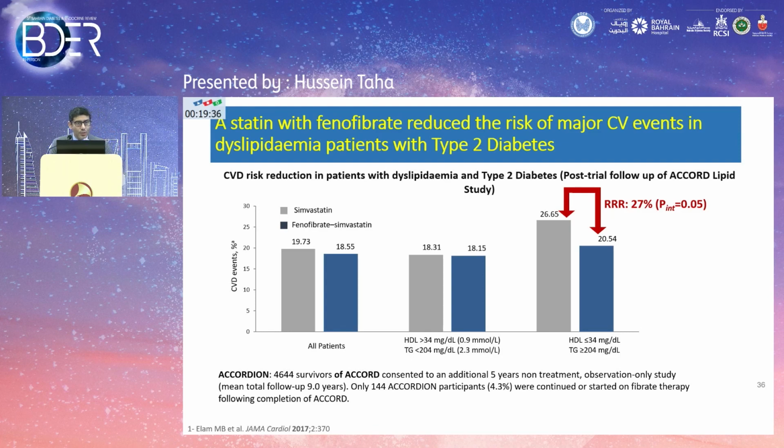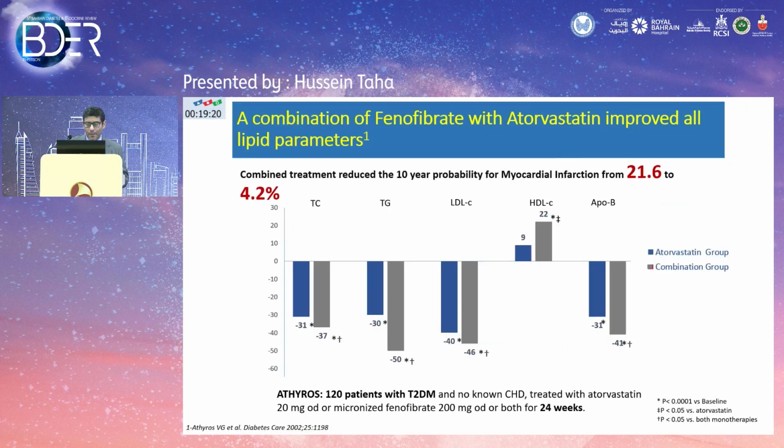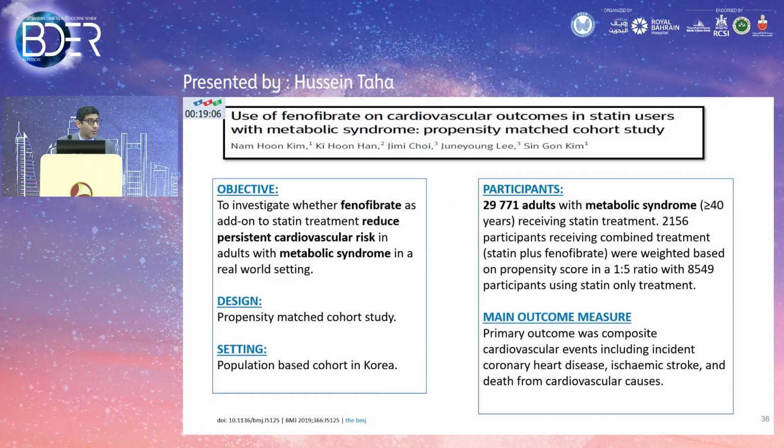You tackle those patients who are having a combination of the atherogenic dyslipidemia: small dense lipoprotein, raised triglyceride and low HDL. Those patients will benefit most from combination of statin and fenofibrate. So a combination of fenofibrate with atorvastatin reduces all the parameters of dyslipidemia and increases HDL, as you see here. Now, what this study tells us: use of fenofibrate on cardiovascular outcome in statin users with metabolic syndrome, a propensity match cohort study.